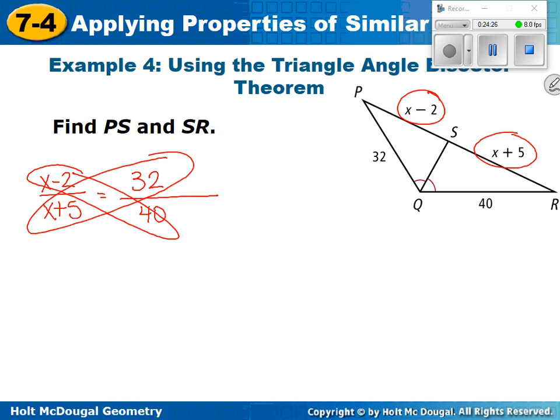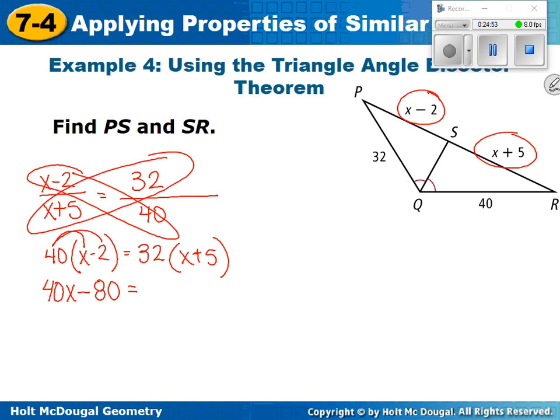So when we cross multiply here, don't forget to distribute. 40 times X minus 2 equals 32 times X plus 5. We distribute the 40. What do we end up with on the left? 40x minus 80. Be careful to distribute. Equals, distribute the 32, what do we get?